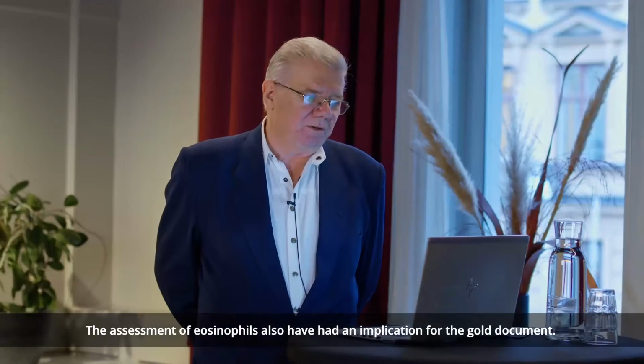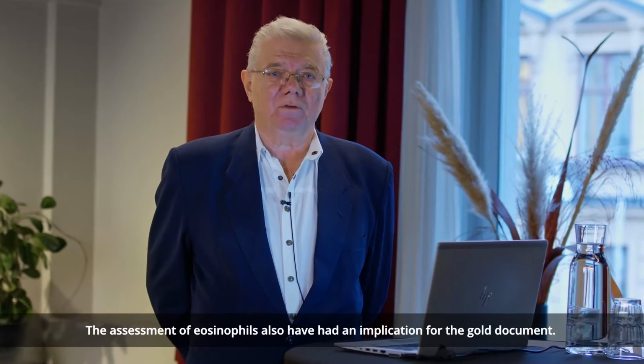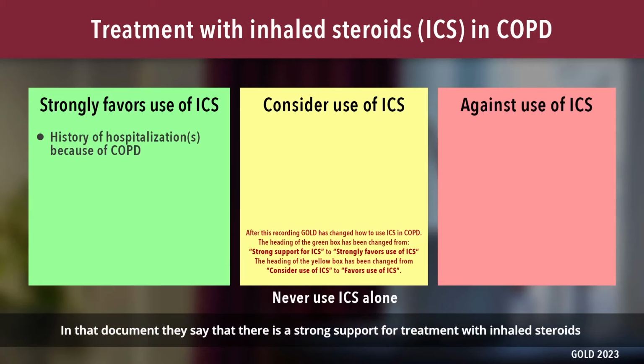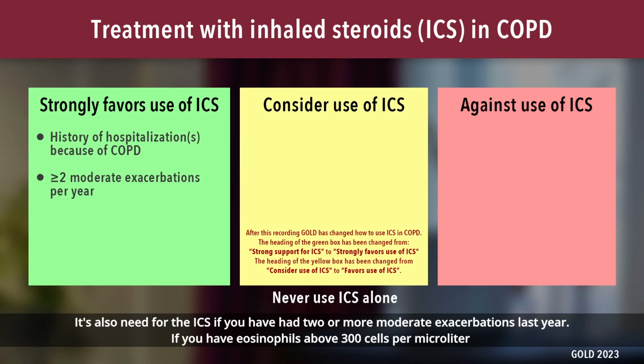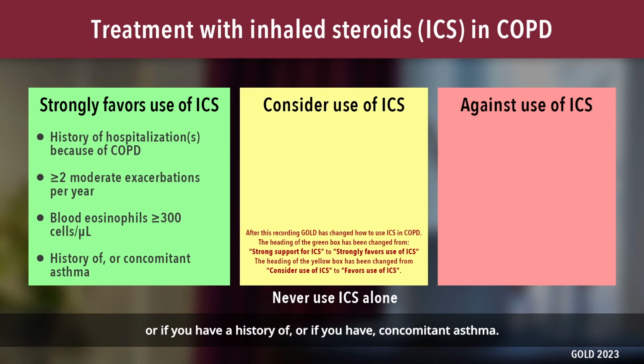The assessment of eosinophils also has had an implication for the GOLD document. In that document, they say that there is a strong support for treatment with inhaled steroids if you have had a very severe exacerbation, so severe that it needed hospitalization. There is also a need for ICS if you have had 2 or more moderate exacerbations last year, if you have eosinophils above 300 cells per microliter, or if you have a history of, or concomitant, asthma.